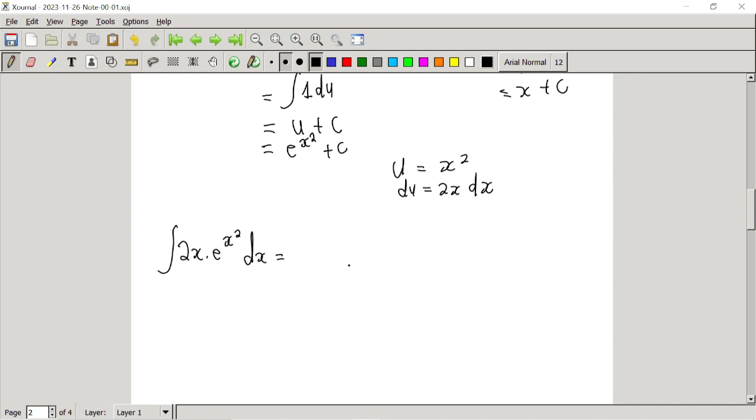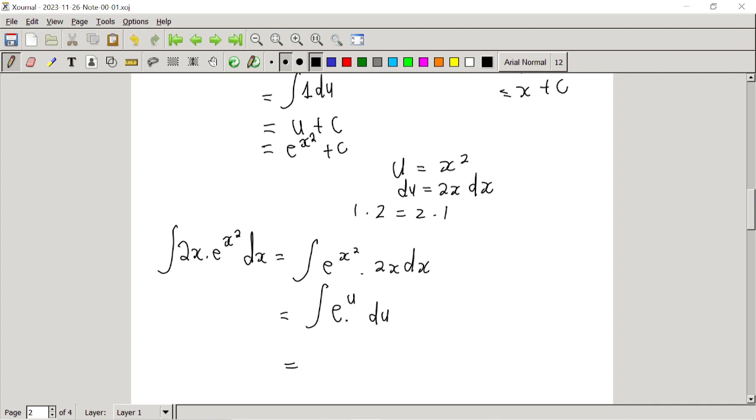Okay, let me rewrite this in this form, because in multiplication 1 times 2 is equivalent to 2 times 1. So here I'm going to write e to the power x squared times 2x dx. So in the place of 2x dx, I can just write du. In the place of x squared, I write u. The integration symbol does not change.